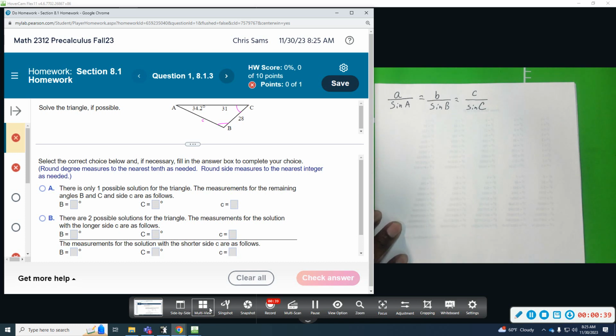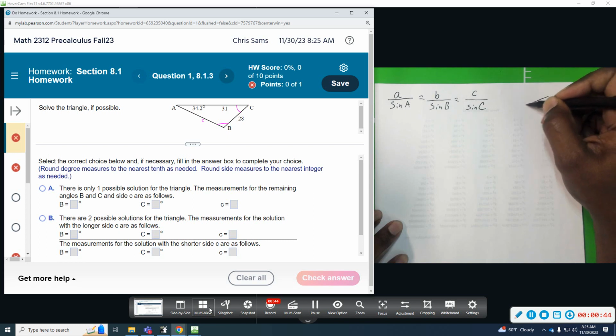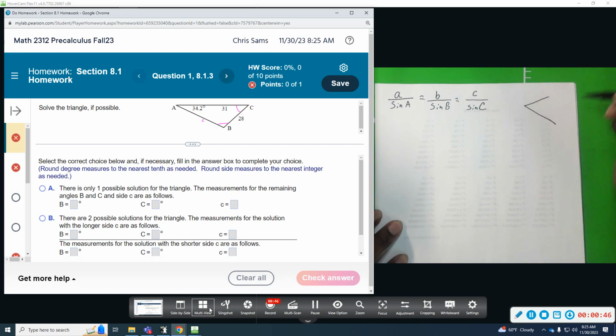Now in this triangle that we're given, I'm trying to draw a little, it might not be exact, but it'll be close enough. All right, so we're given A, and this angle is 34.2 degrees. We're given this side is 31. You can tell because it doesn't have a degree. So this is side AC. And then angle B, and this side is 28.